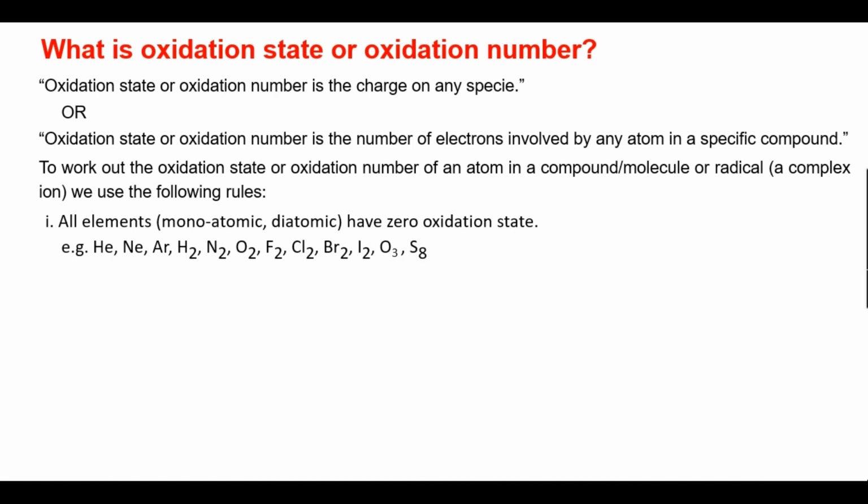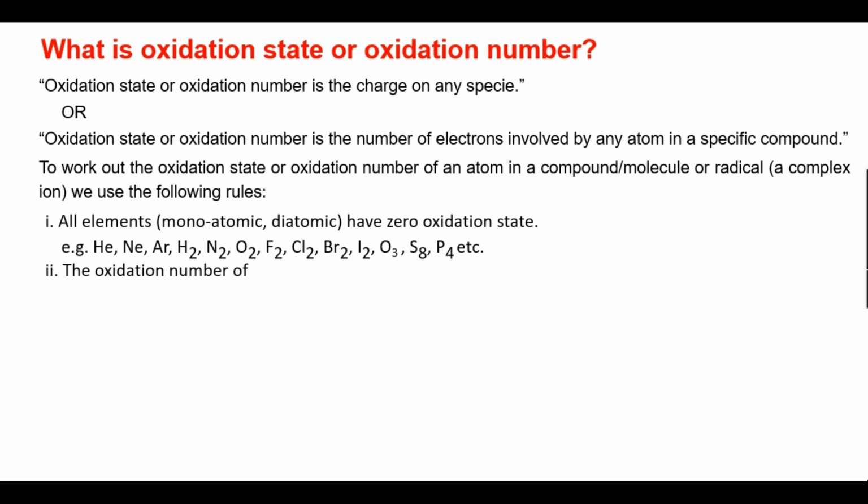And as you can clearly see, helium, neon and argon are from group 8 and exist as single atoms. So these are monoatomic elements, whereas hydrogen, nitrogen, oxygen and all the halogens exist in diatomic form, so they are diatomic elements. Ozone is triatomic, sulfur is octaatomic (S8), whereas phosphorus is a tetraatomic element, and all the elements have zero oxidation state.